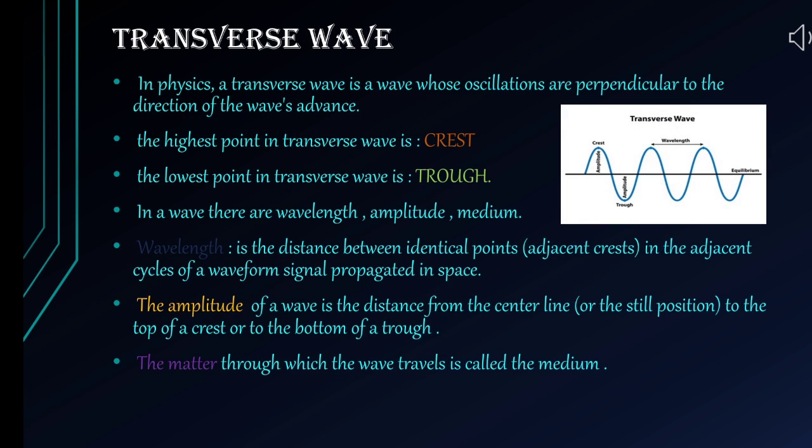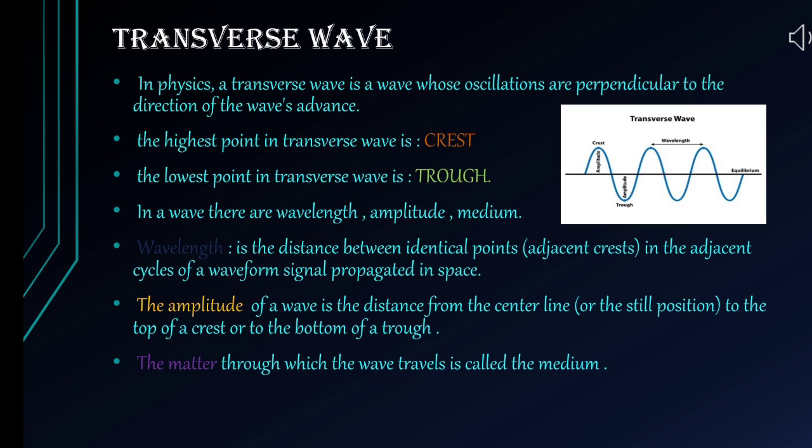Now coming to transverse wave. What is a transverse wave? In physics, a transverse wave is a wave whose oscillations are perpendicular to the direction of wave's motion. The highest point in a transverse wave is crest and the lowest point in a transverse wave is trough, as you can see in the diagram.